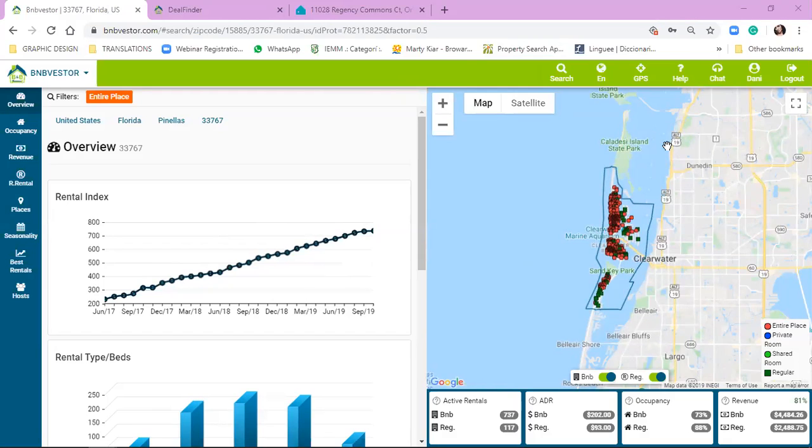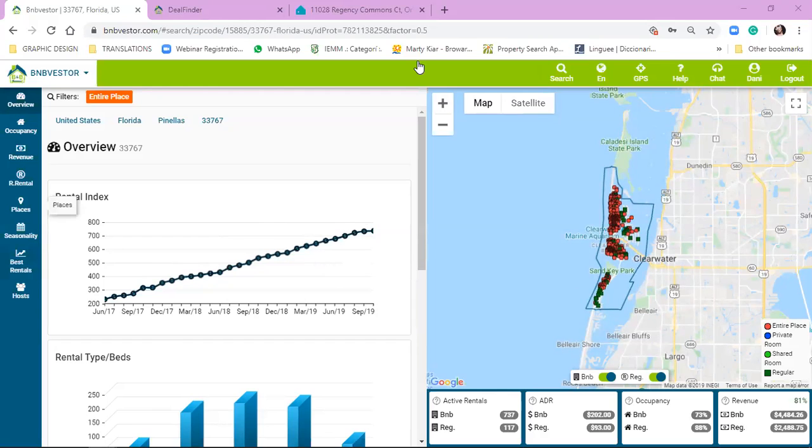Let me get your name. I apologize. Craig, this was a very good area. We have the BNB occupancy of 73%, a regular occupancy of 88%, and then a revenue of 4,484, and a regular rental revenue of 2,400. Okay, but take a look at the additional revenue. 81%. That is absolutely great.